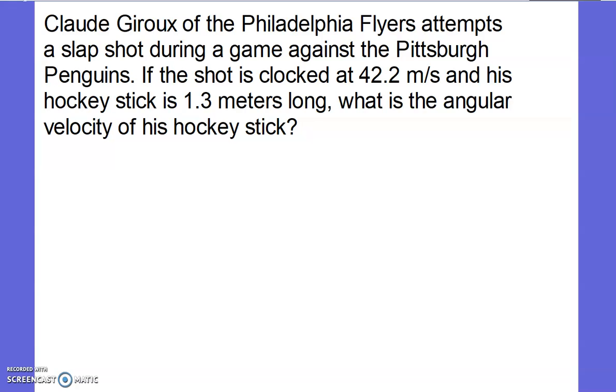In this video, we have Claude Giroux of the Philadelphia Flyers. He attempts a slap shot during a game against the Pittsburgh Penguins. If the shot is clocked at 42.2 meters per second and his hockey stick is 1.3 meters long, what is the angular velocity of his hockey stick?